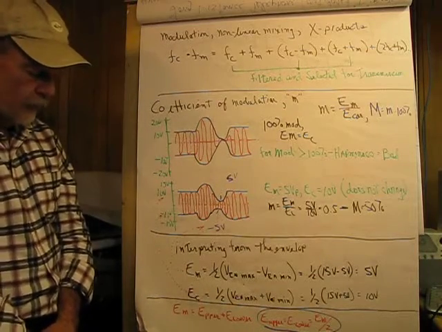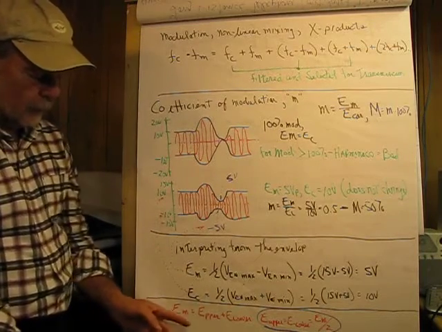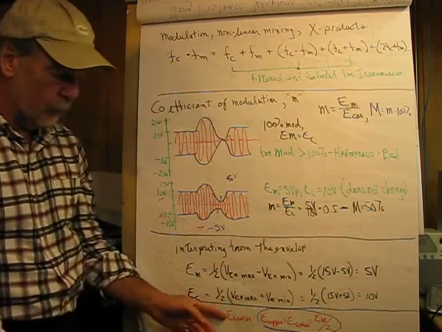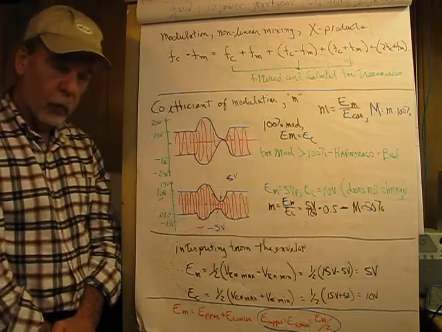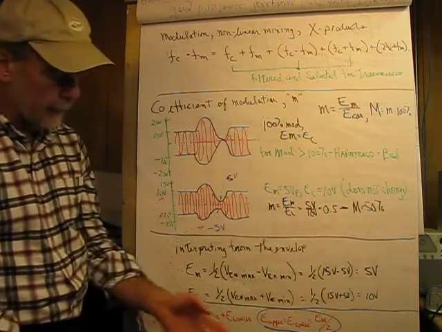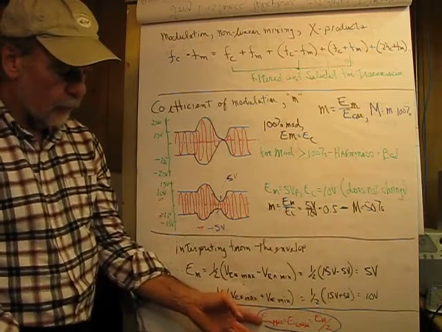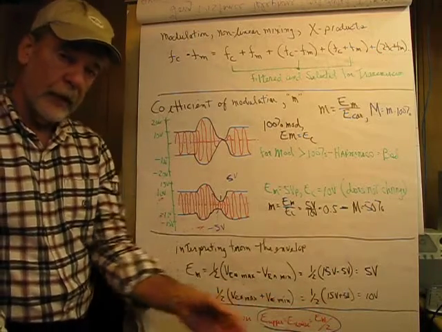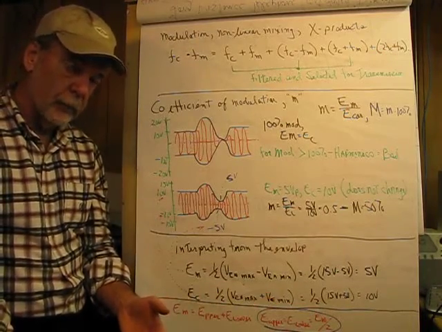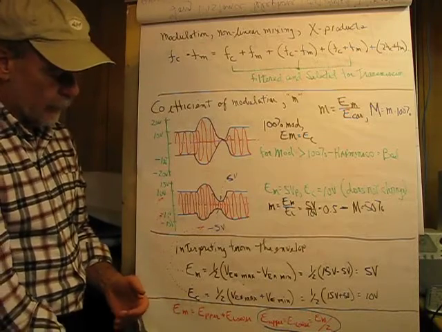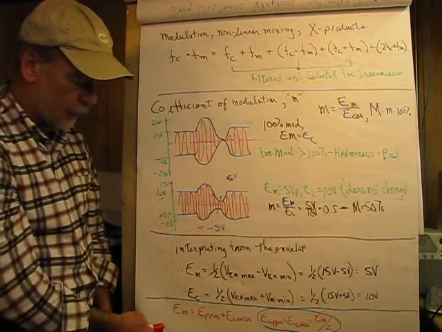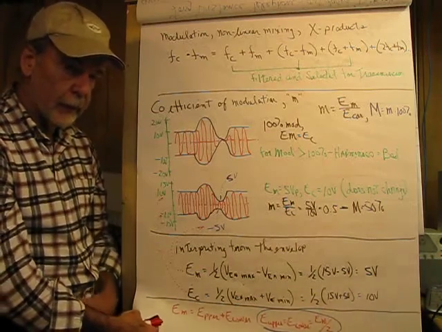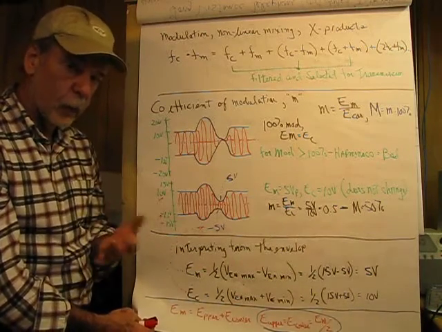Now, an important concept here is that the modulating voltage equals the voltage of the upper sideband plus the voltage of the lower sideband. So what we can determine from that is the voltage of the upper is equal to the voltage of the lower, which is equal to the modulating voltage divided by 2. So the upper and lower sidebands have the same voltage level and they carry the same information. And as you can see, that's kind of a waste of bandwidth.